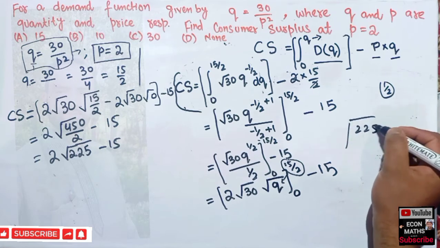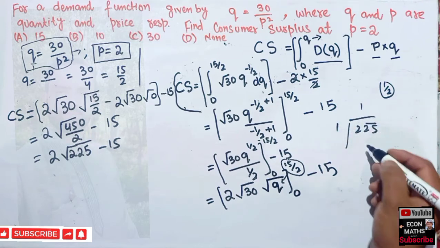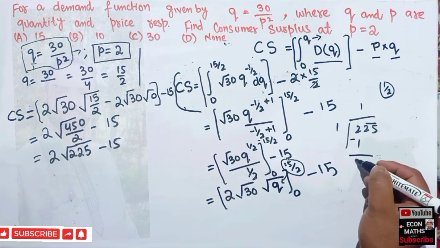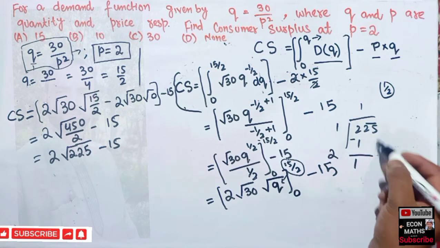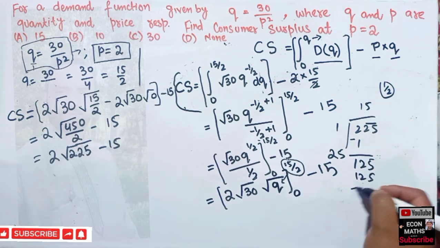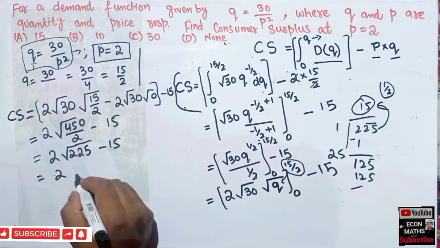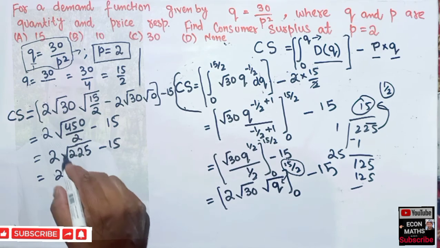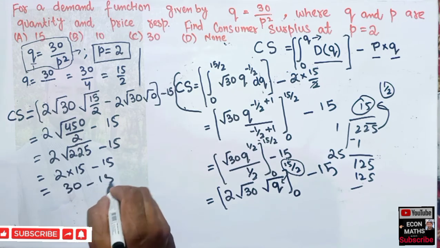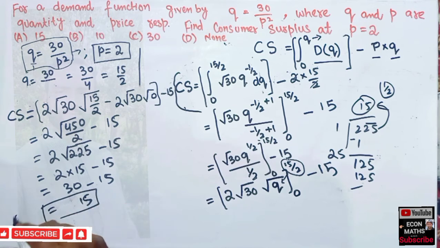We have 225, its under root would be equal to 1, 1s are 1. Okay, this is subtracted, we get here 1, this becomes 2. Now we have 2 5. Now 25 into 5 is equal to 125. So under root 225 is equal to 15. So I will write, we got here 2 into this under root 225 is 15 minus 15. Now this comes out to be 30 minus 15, which comes out to be 15. So our consumer surplus is equal to 15.